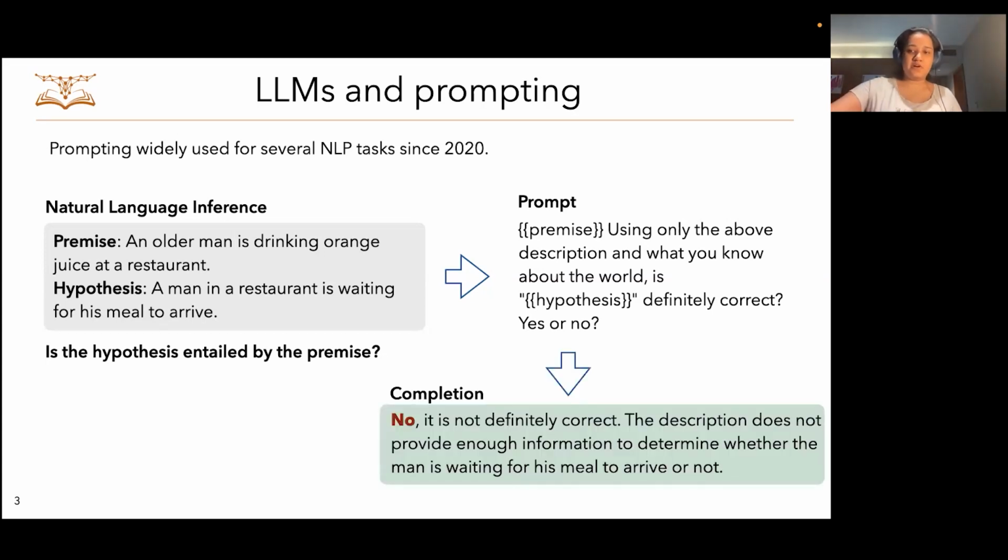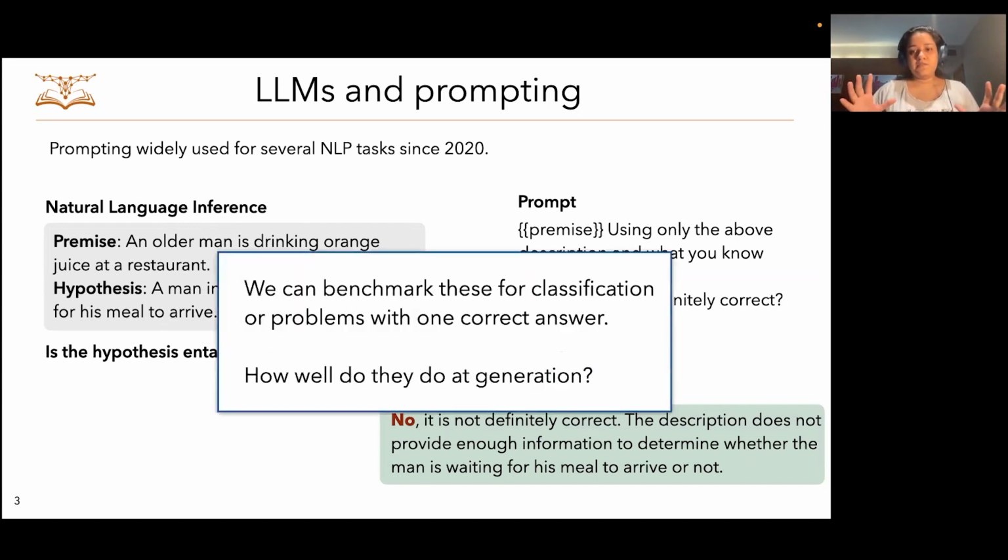And when we give this prompt to GPT-3, this is the answer that it spit out. It said, no, it is definitely not correct, which is true. But it also included this nice explanation, which is, it does not give us the information to determine if he's waiting for the meal to arrive or not. So again, we see that for classification tasks, which is where the label space is finite, we can use GPT-3, or we can benchmark GPT-3 using our normal metrics like accuracy, F1, whatever.